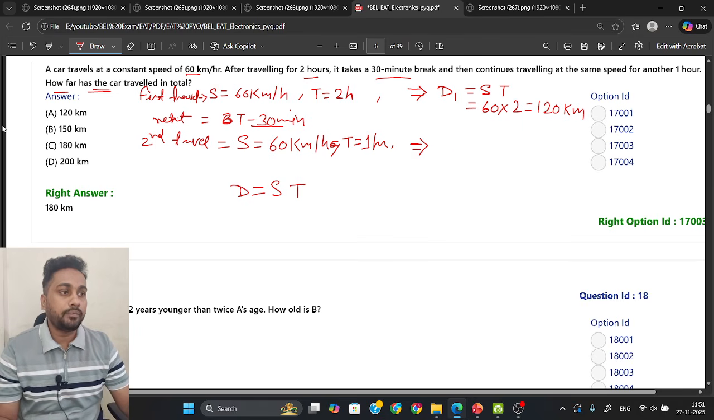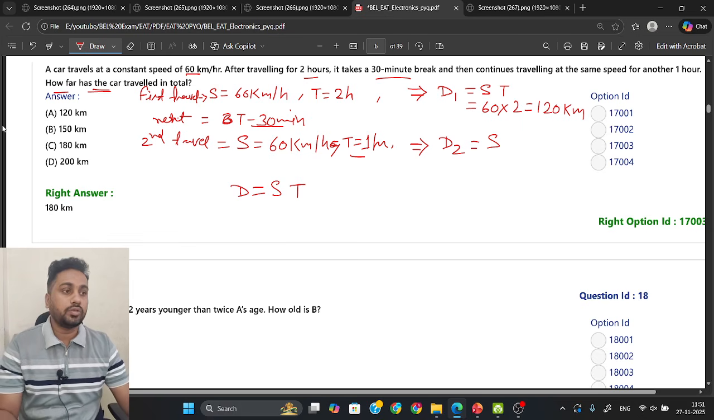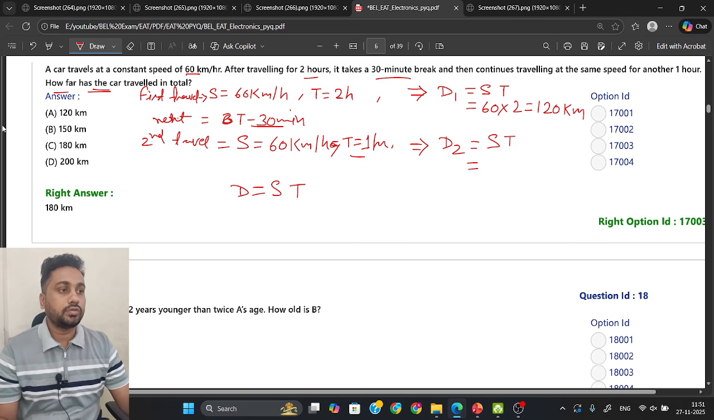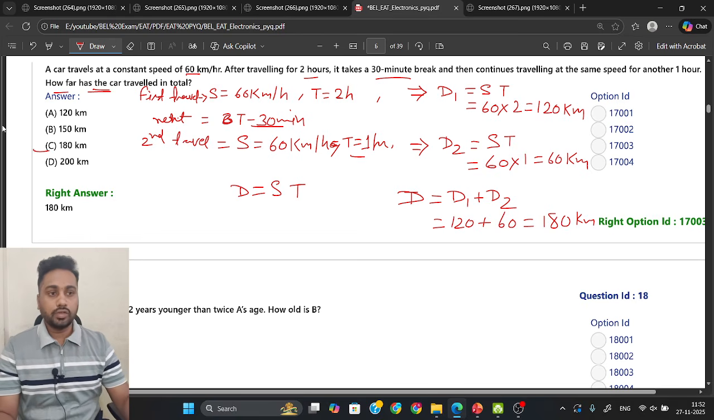Now the second time, that is your D2. Again this car started traveling with the speed of 60 kilometers per hour and time is 1 hour. So 60 into 1, that is 60 kilometers. Now it's asking total distance traveled. So total is D1 plus D2, that is 120 plus 60, so it will be 180 kilometers. Option C is your right answer.